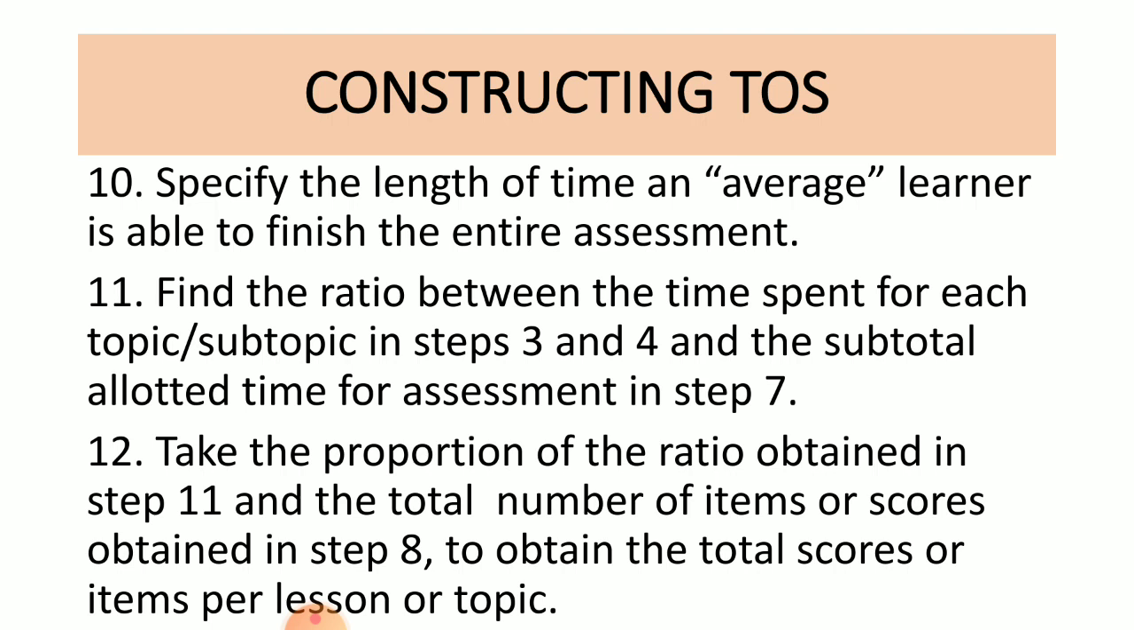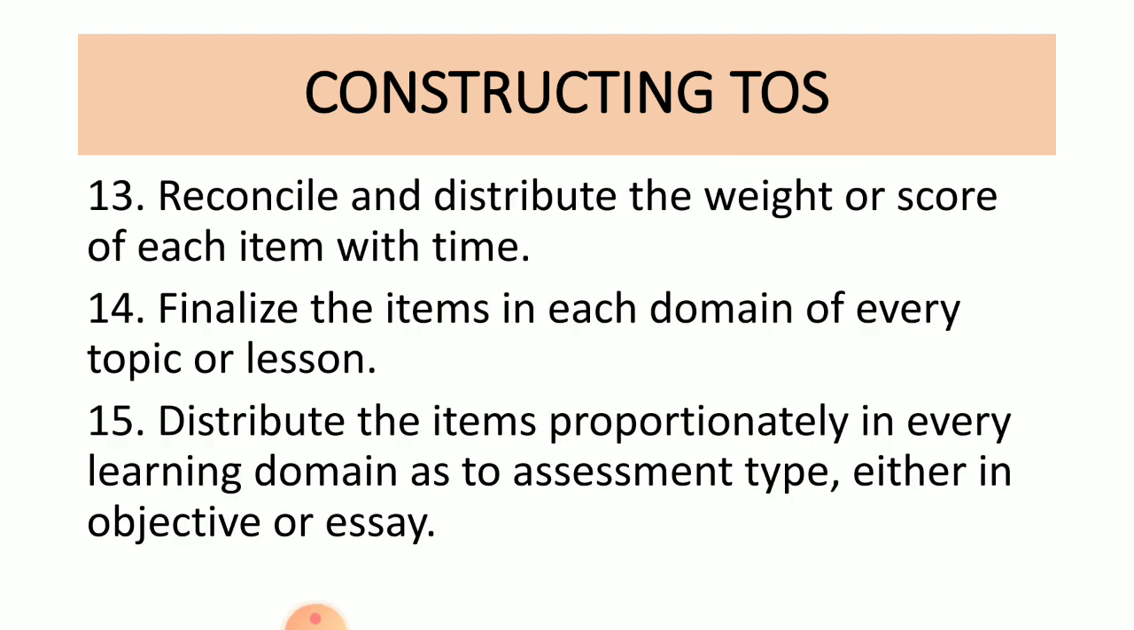Next, take the proportion of the ratio obtained in step 11 and the total number of items or scores obtained in step 8 to obtain the total scores or items per lesson or topic. Next, reconcile and distribute the weight or score of each item with time. Next, finalize the items in each domain of every topic or lesson. And lastly, distribute the items proportionately in every learning domain as to assessment type, either in objective or essay.